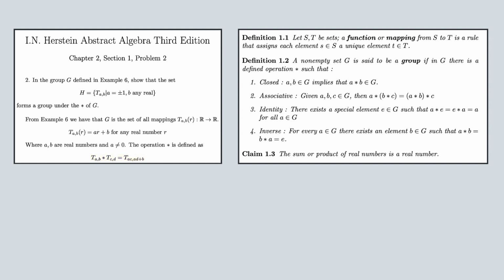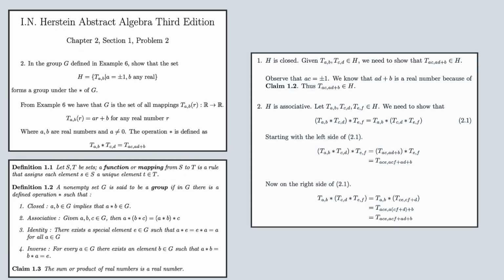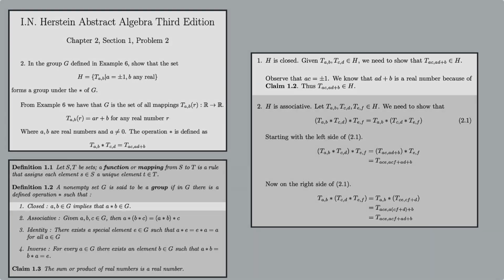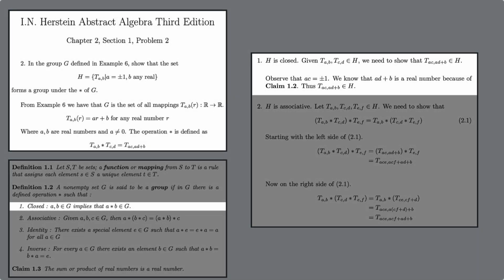Now, what do we need to know for this problem? We already went over what a mapping is. Here are our 4 group axioms. These are what we're going to check. And then remember that the sum or product of real numbers is always a real number. So let's check if H is closed. To be closed means that given any 2 elements in the set, if we apply star, we get back an element of the set.